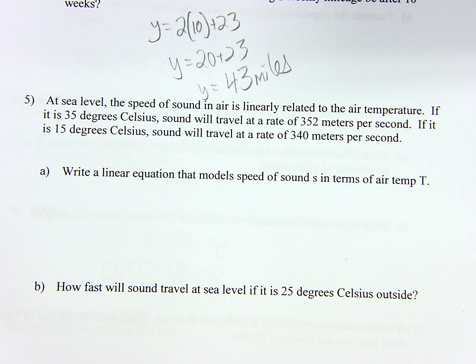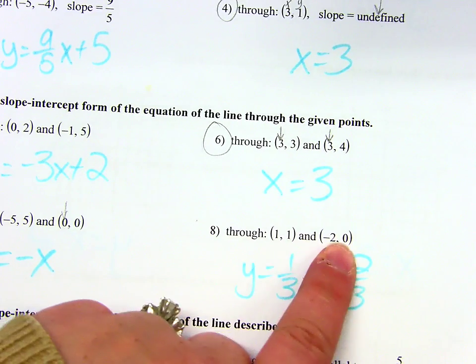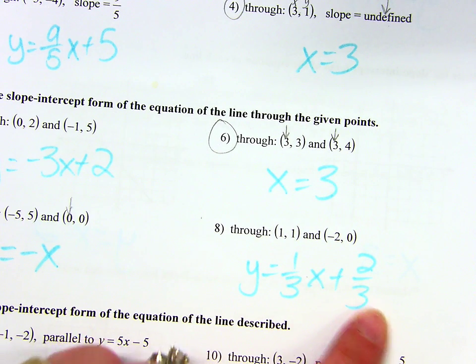What in the world? Oh my gosh, this is so confusing. It's not once you realize that all they've done is give you 2 points on the line. If I give you 2 points, can't you write the equation of the line? Forget that it's a word problem. If you just glance back at your quiz, look at number 8. I just gave you 2 points and you came up with the equation of the line.